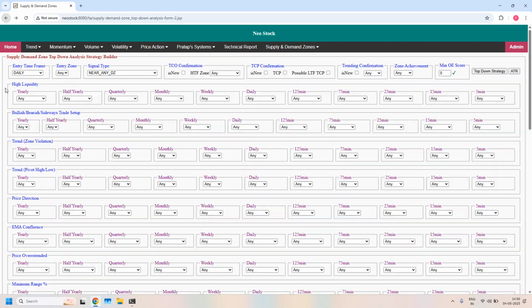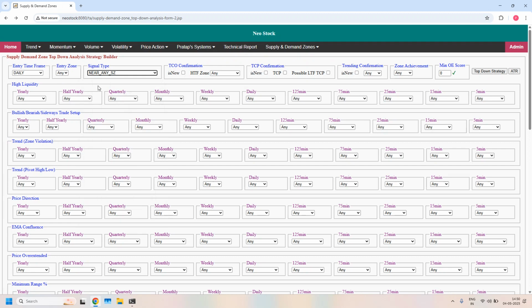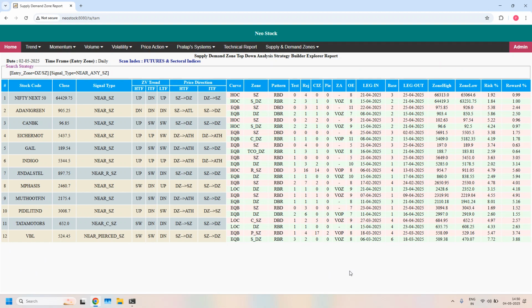Okay. Next, for daily time frame, let us find the stocks near to the daily supply zone. We got 12 stocks. Let us identify daily high liquidity supply zones from this list. Jindal Steel is having a daily high liquidity supply zone. Tata Motors is having a daily high liquidity supply zone. That's it. We identified 2 daily high liquidity supply zones from this list.